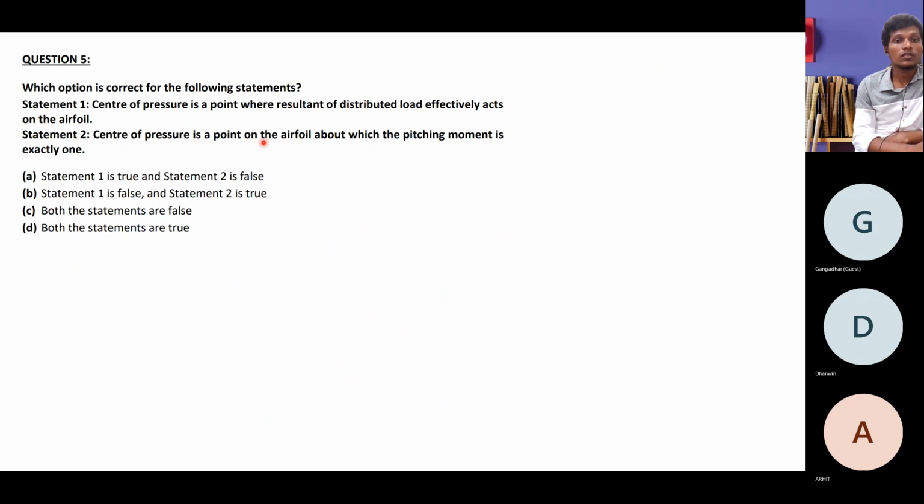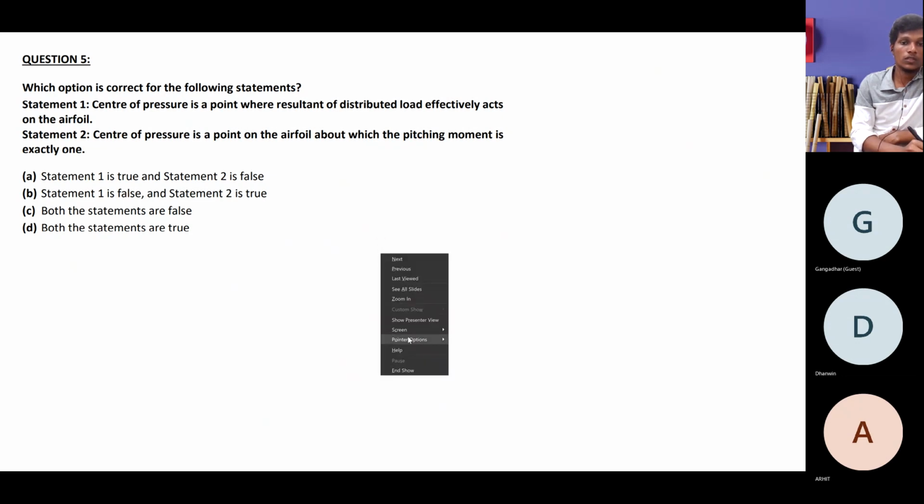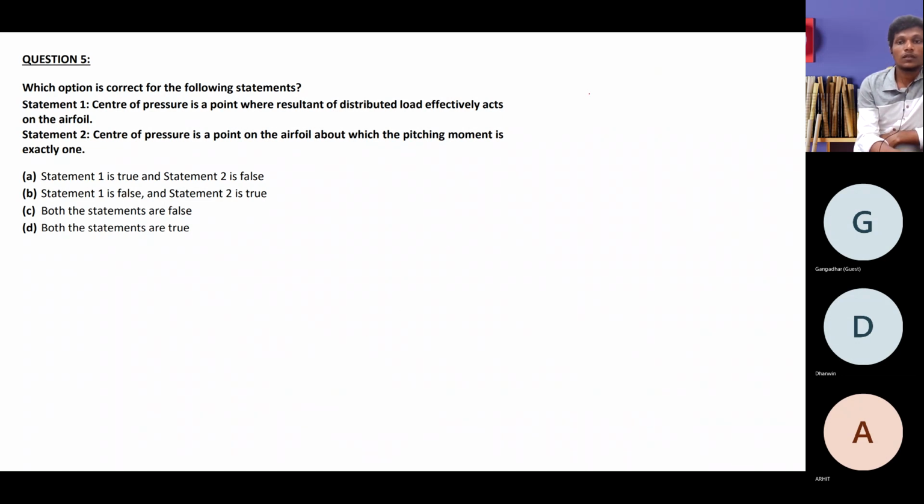on the aerofoil about which the pitching moment is exactly 1. Okay. Center of pressure, pitching moment. The true definition of the center of pressure is from its meaning. Let's try to understand. I hope you already know the actual meaning of the center of pressure. Yes, sir. So let me show you how the center of pressure is actually defined.